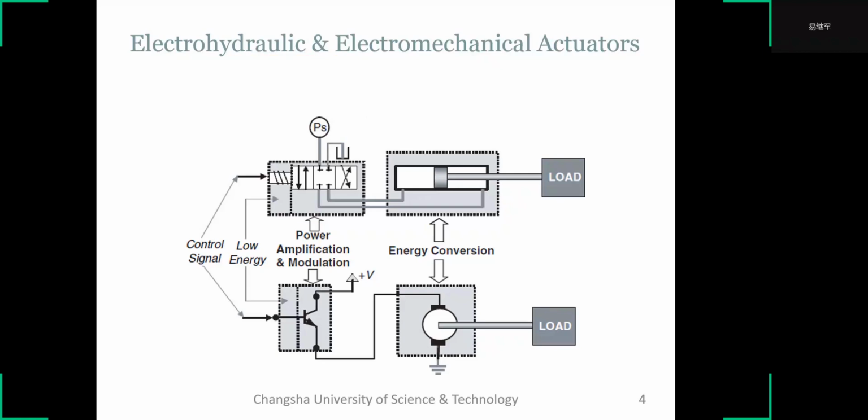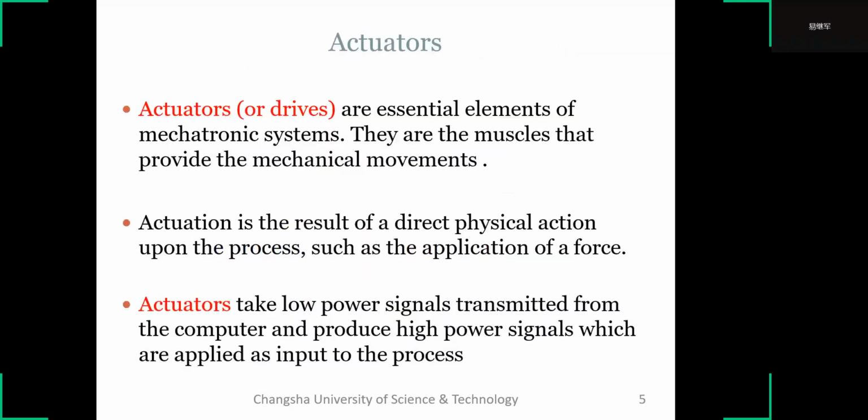Electrohydraulic and electromechanical actuators. The hydraulic part is used as power amplification and modulation. It gives the power to the hydraulic drive.